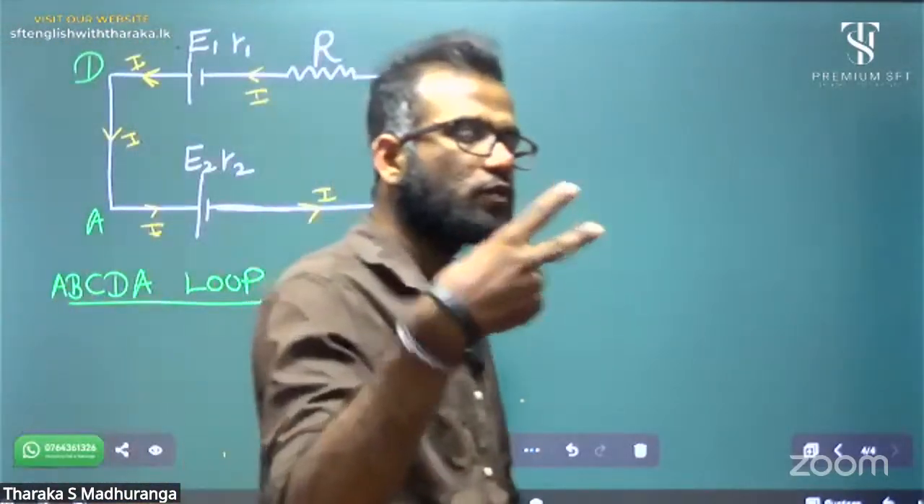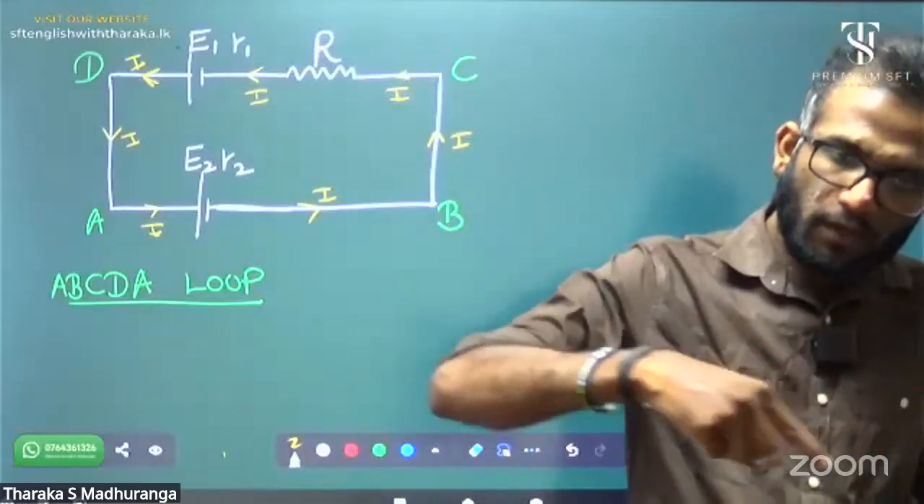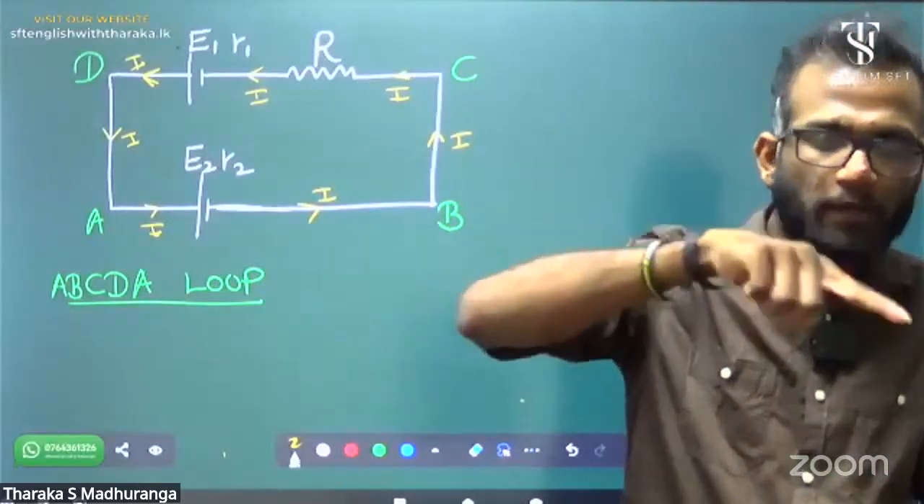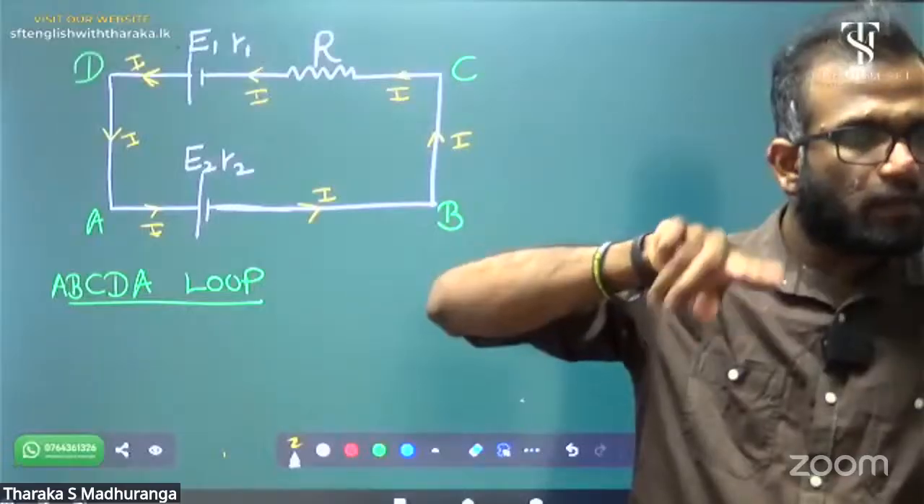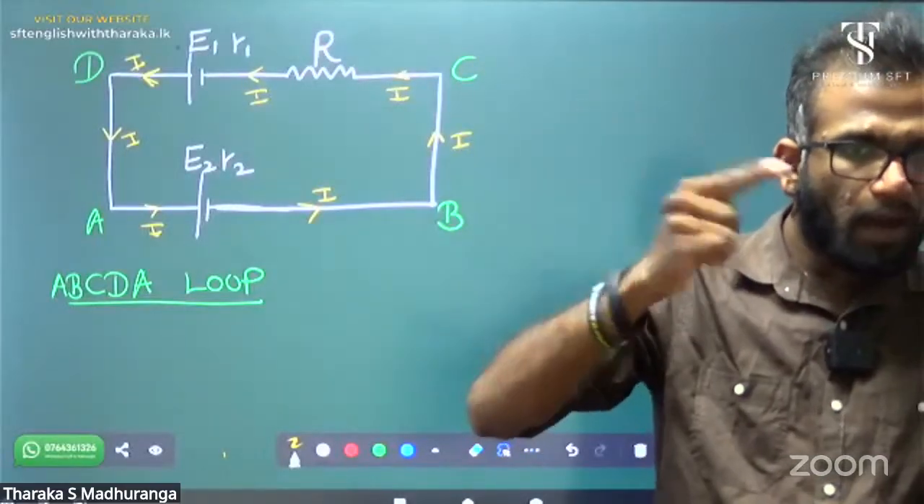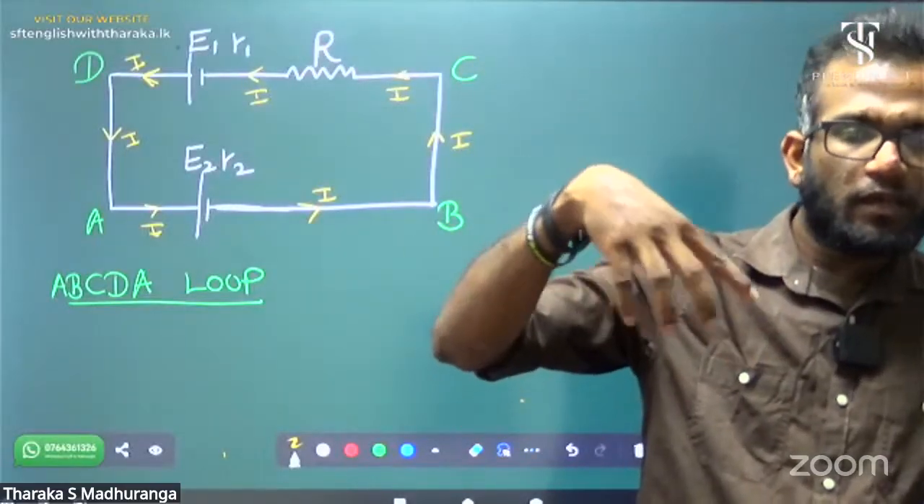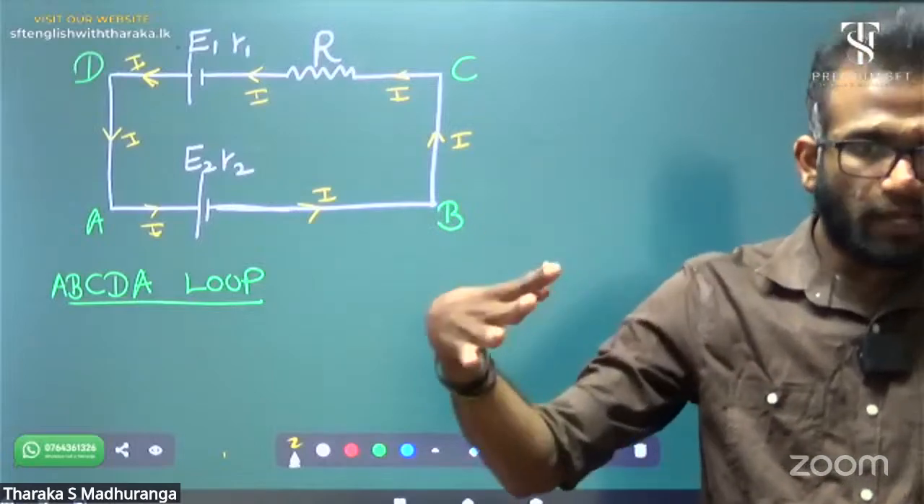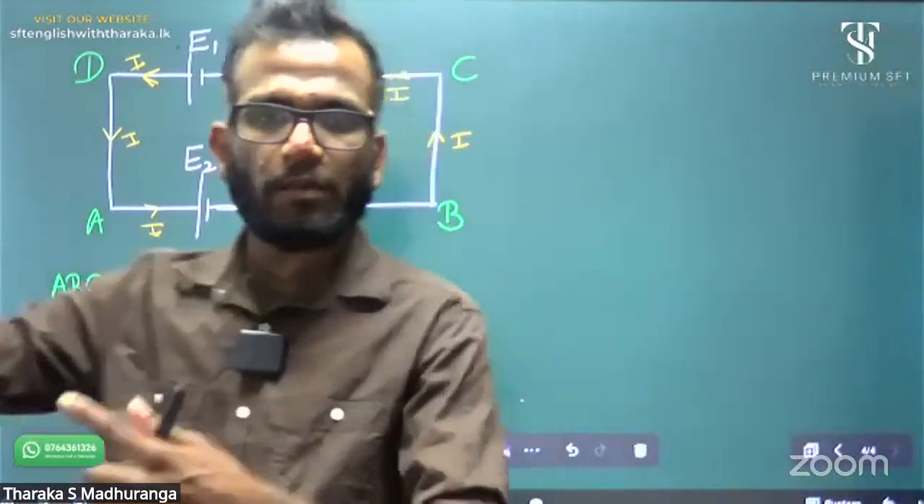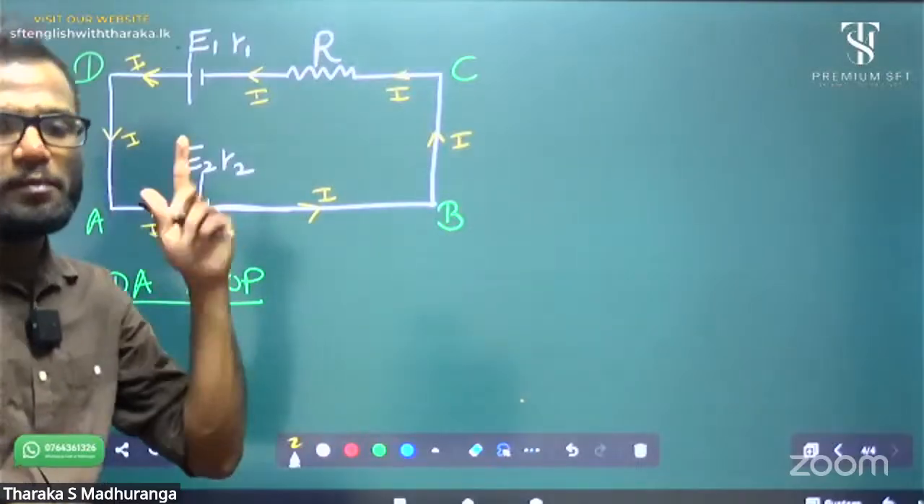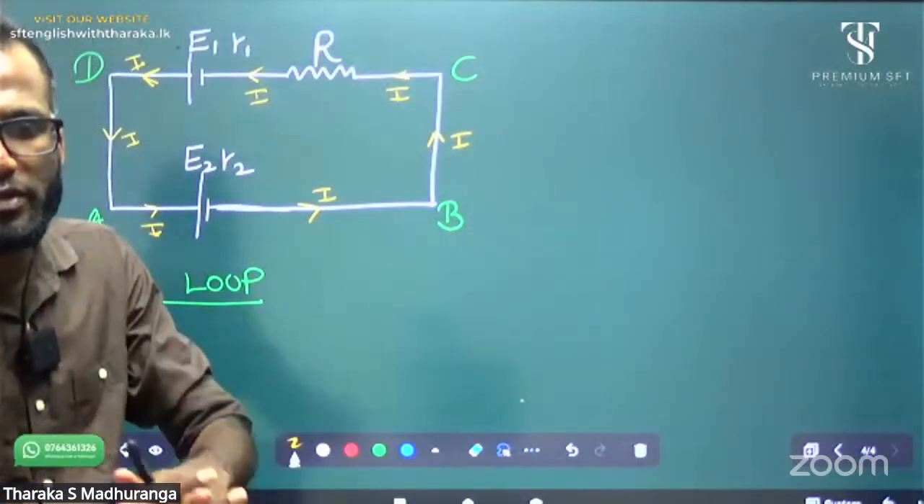I have done two steps. What is my first step? Label the complete loop. What's my second step? Mark the current direction in an assumed direction. It can be changed, but I still don't know.